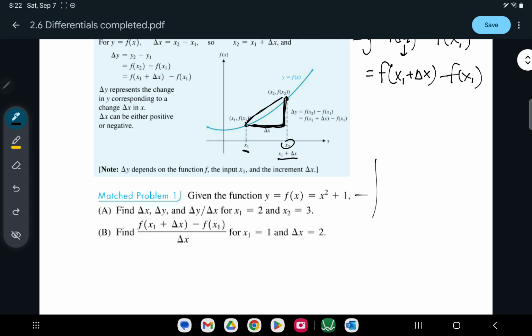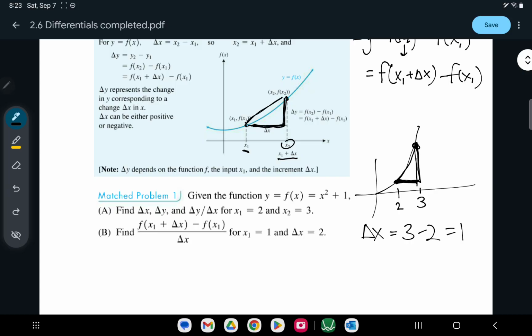So I'm going to draw a little visual here. So I have a function. I have 2. I have 3. And I want to find the change in x and the change in y. So the change in x is this distance here from 2 to 3. So 3 minus 2, that's just 1.